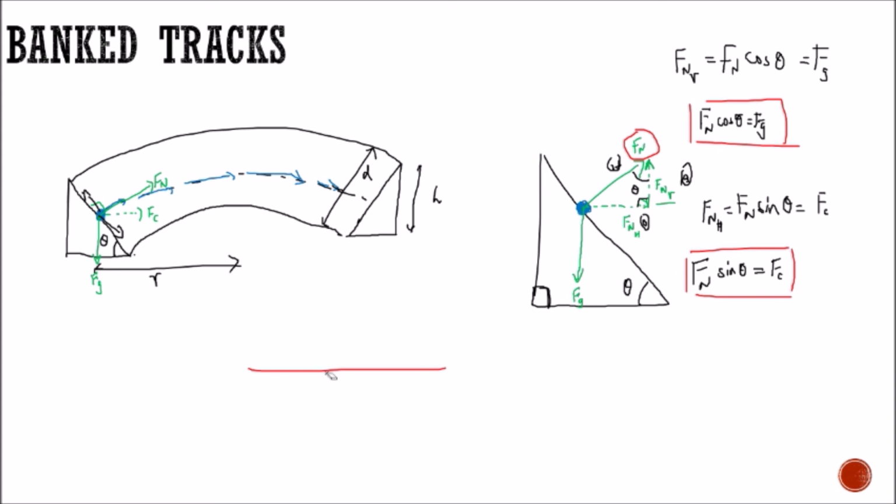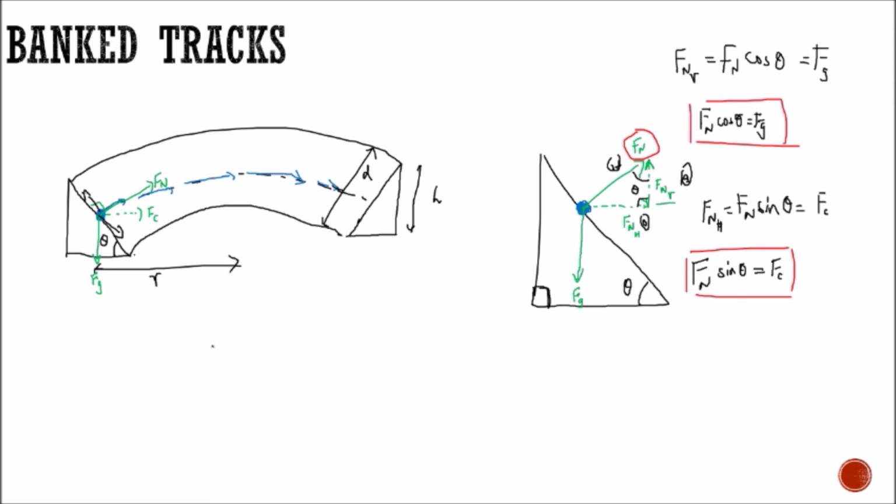By tilting the normal force, we have a component of the normal force providing a centripetal force because it acts towards the center of the circle. Now have a look at these two formulas here that I've drawn in. Have a look at those. We can actually connect them together.